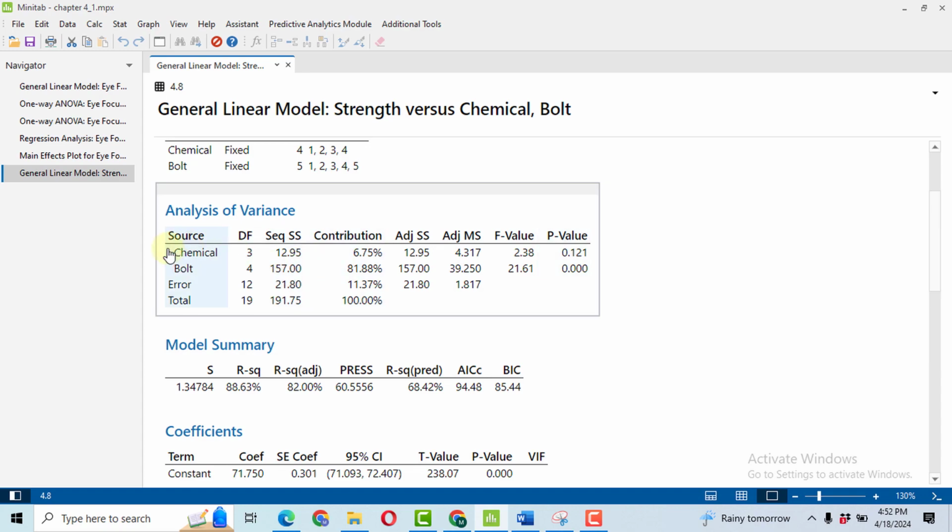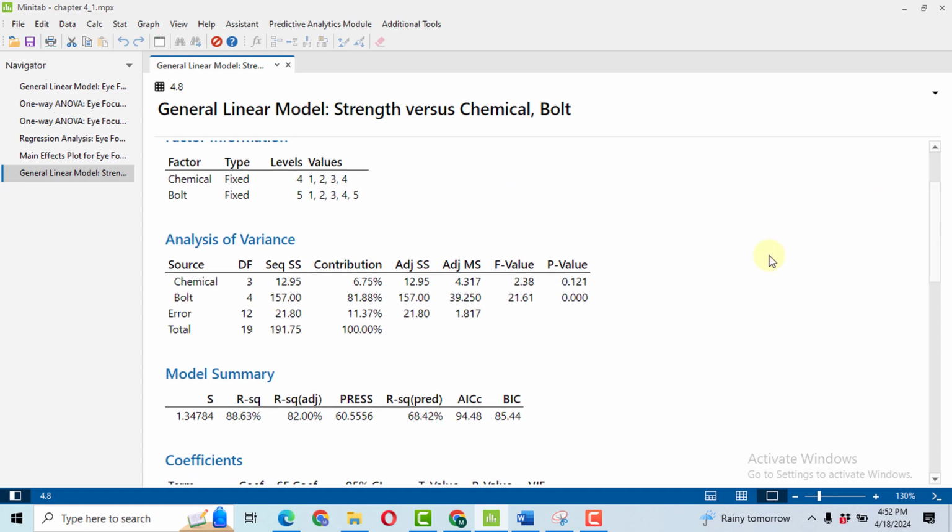Now, our significance level alpha value or type 1 error is set as 0.05 or 5%. So the p-value associated with the chemical is too high compared to 0.05. So there is no difference among the 4 different chemical types on the tensile strength. However, the p-value of the bolt is too low compared to 0.05. So we found that the 5 different bolt types have a significant difference in terms of the tensile strength, and the bolt is found to be a significant factor or parameter or variable.